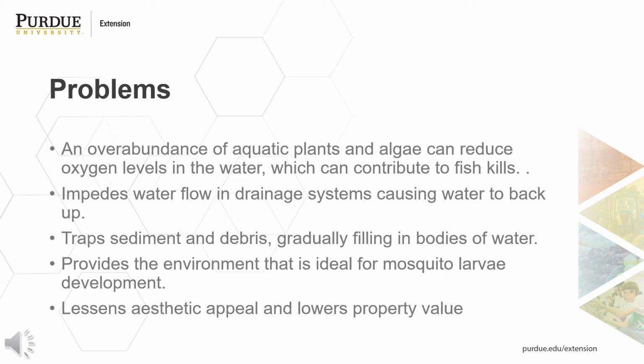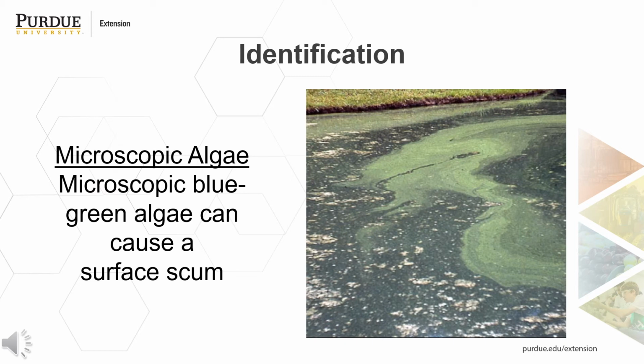Excessive plant growth can impede water flow in drainage ditches, irrigation canals, and culverts, and can cause water to back up. Excessive plant growth can also trap sediment and debris, which will gradually fill in bodies of water. When the plants die and fall to the bottom, this accelerates the process. Aquatic weed growth can provide the quiet water environment that is ideal for mosquito larvae to develop. Excessive plant growth will lessen aesthetic appeal and lower property values. Correct identification is very important so you are able to plan a successful course of action.